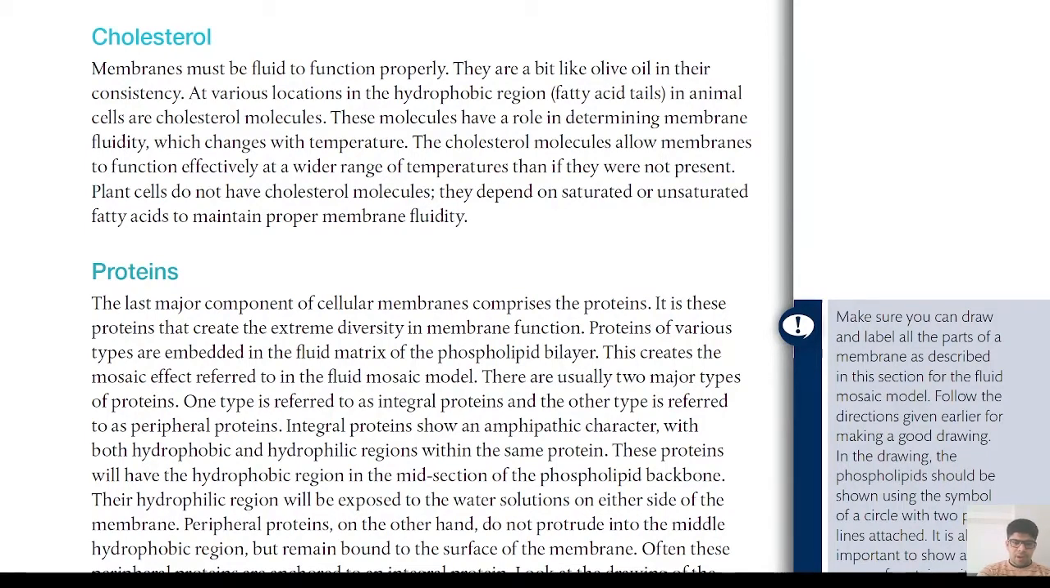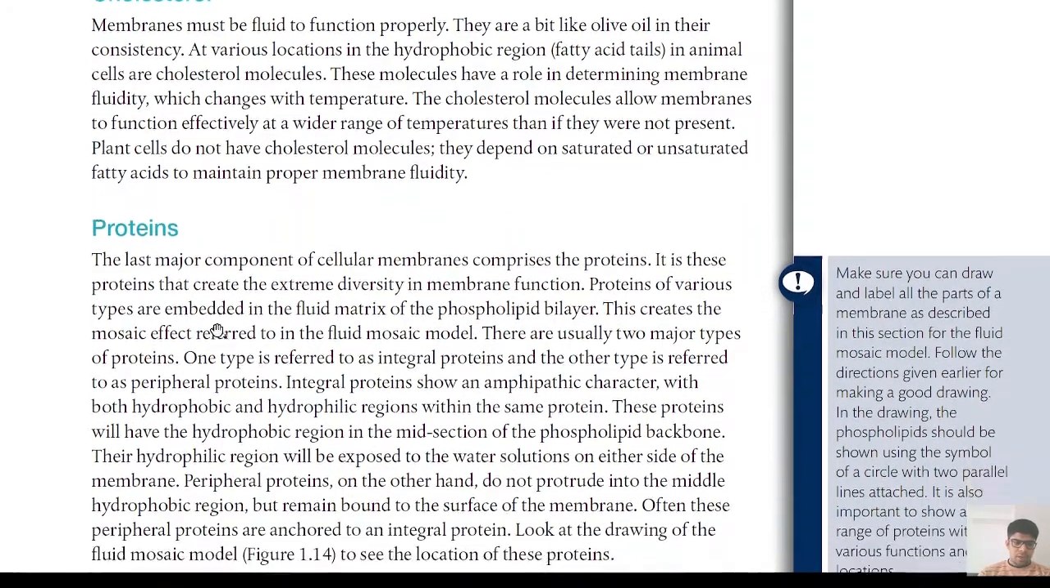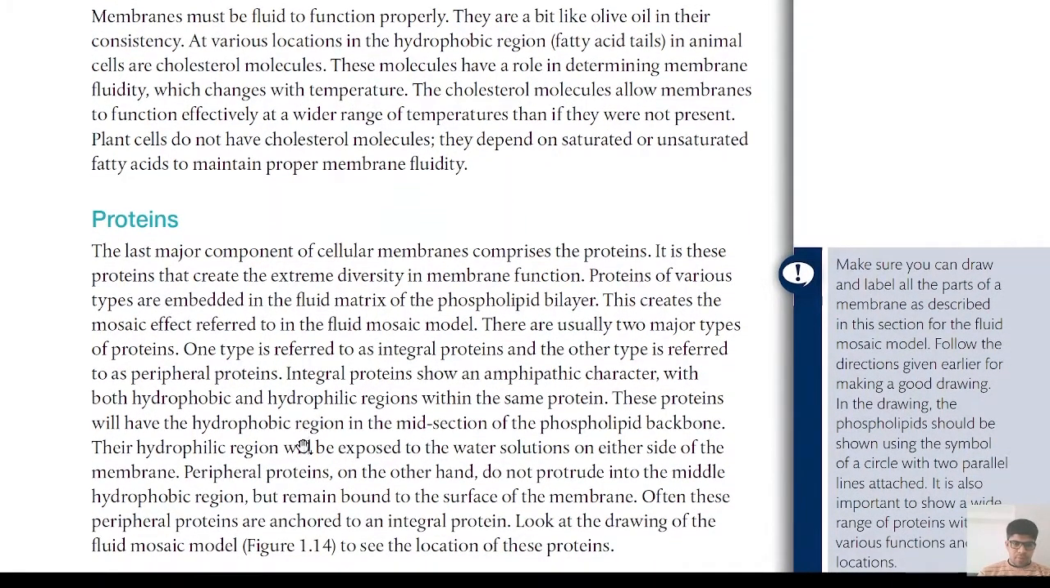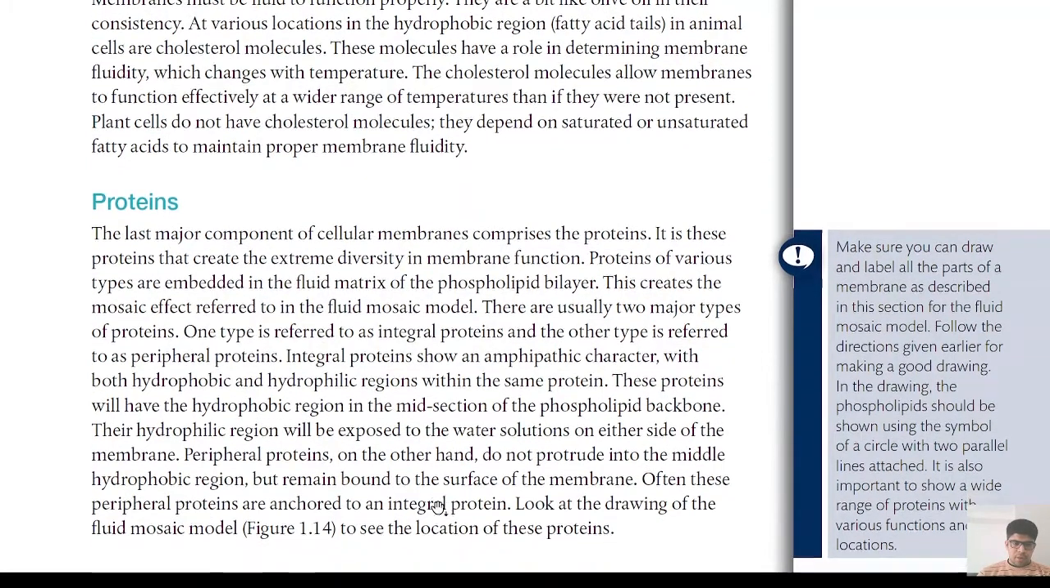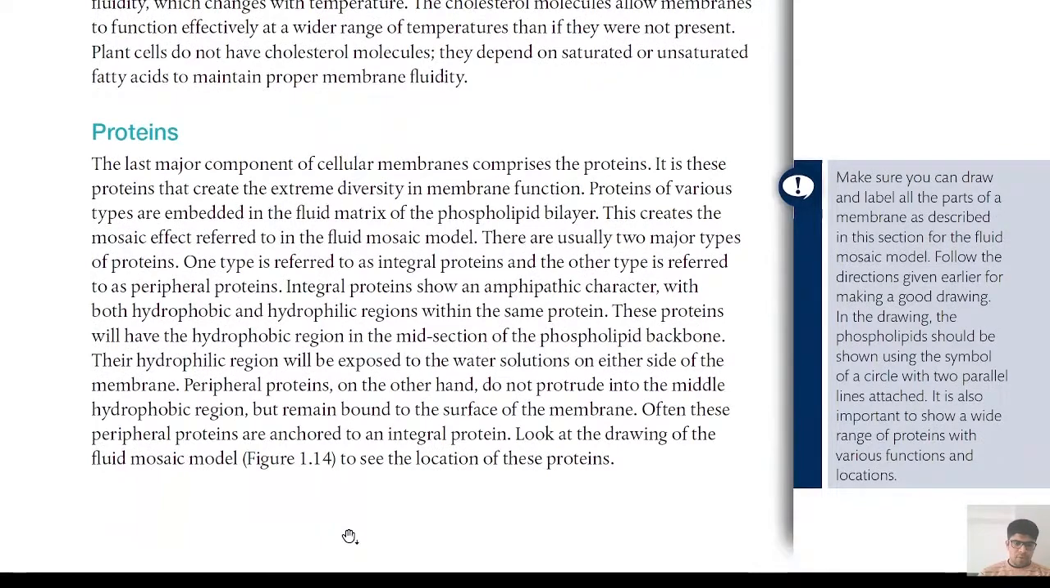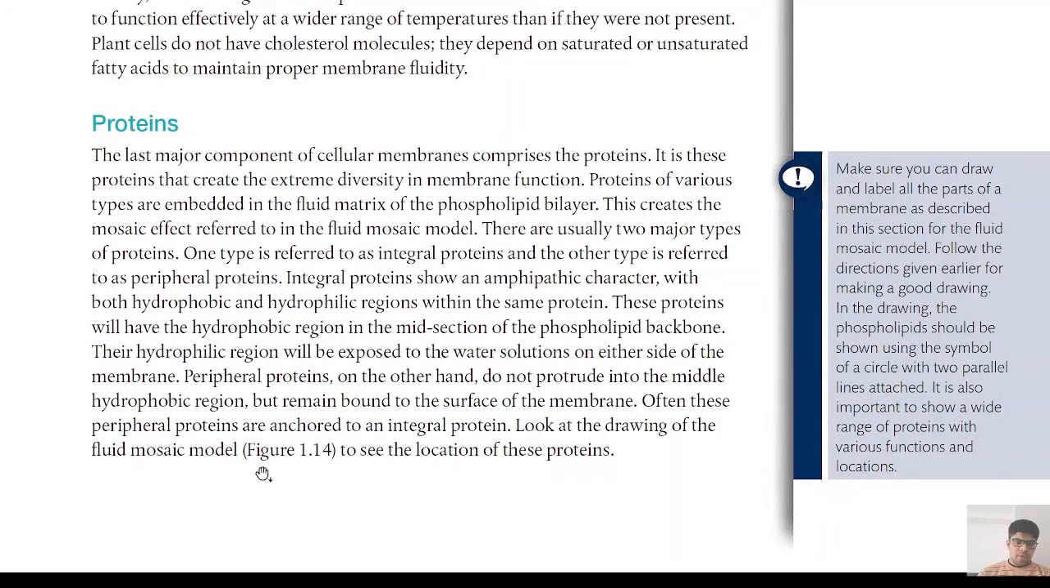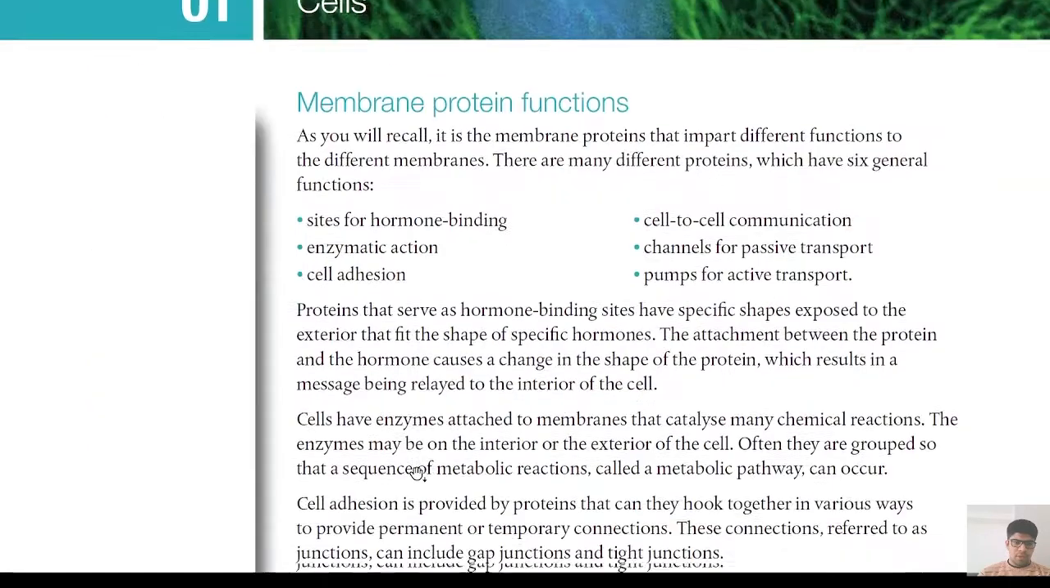The integral proteins show an amphipathic character, with both hydrophobic and hydrophilic regions within the same protein. These proteins will have the hydrophobic region in the midsection of the phospholipid backbone. Their hydrophilic region will be exposed to the water solution on either side of the membrane. The peripheral proteins, on the other hand, do not protrude into the middle hydrophobic region but remain bound to the surface of the membrane. Often, these peripheral proteins are anchored to the integral proteins. Look at the drawing of the fluid mosaic model, figure 1.14, to see the location of the proteins.